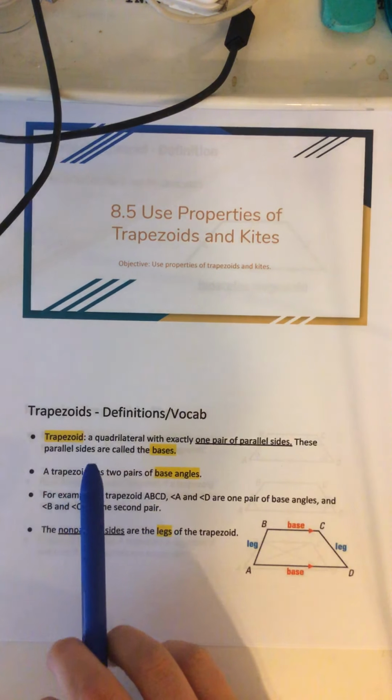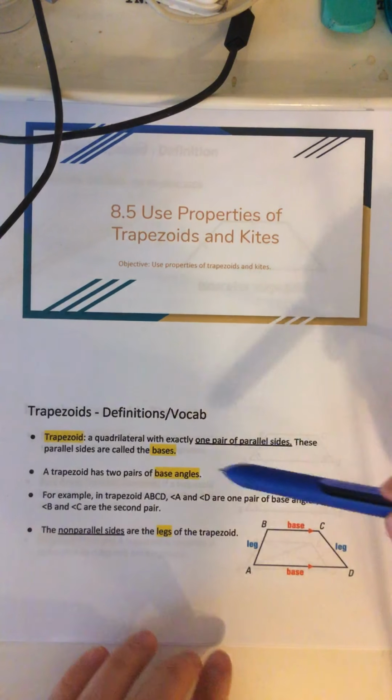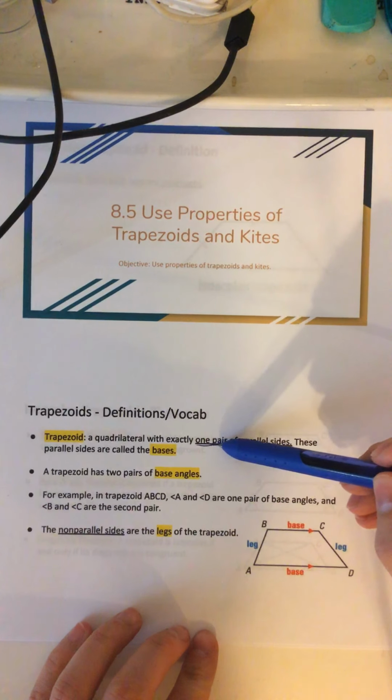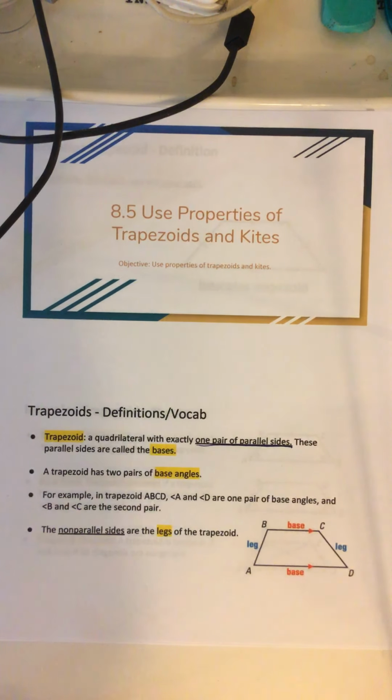But a trapezoid is a quadrilateral with exactly one pair of parallel sides. This right here is what makes a trapezoid different from a parallelogram. Rather than having two pairs of parallel sides, it only has one, and we call these the bases. So looking at our picture down here, these right here, they're parallel, and they're called the bases.